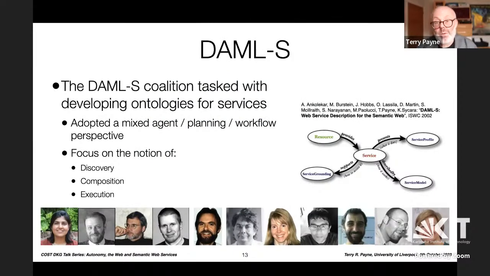So of course, in the DAML program, we formed the DAML-S coalition, and you can see many of the members across there. So there's Anupri Ankaleka, Mark Bernstein, Jeremy Hobbs, Bora, Dave Martin, Drew McDermott, Sheila McIlraith, Sri, Massimo, myself, and Katya. We worked on the original work. Many others have joined us since, and have made great contributions to OWL-S and the later versions of OWL-S. But the idea was this odd mix of trying to think, how can we build services that had an ontological foundation that you could reason over, that would then allow them to be used in a greater context.